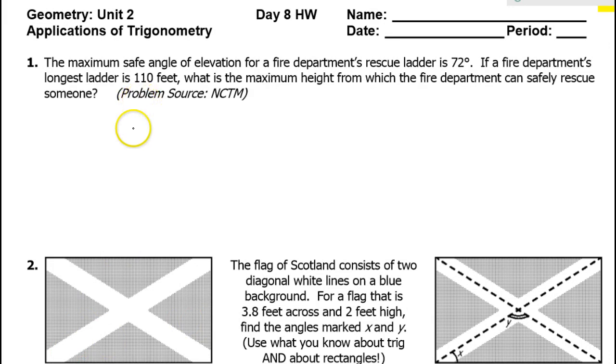Okay, problem number 1. The maximum safe angle of elevation for a fire department's rescue ladder is 72 degrees. If a fire department's longest ladder is 110 feet, what is the maximum height from which the fire department can safely rescue someone? So you need to draw some type of a picture of the situation. So let's see what we can do.